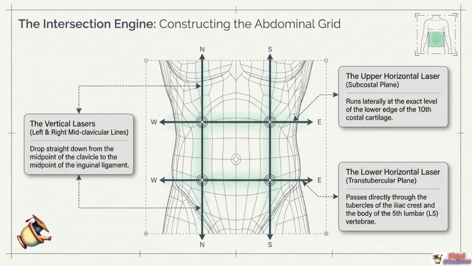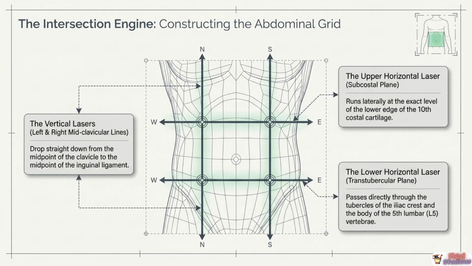The first horizontal laser is the subcostal plane, the upper horizontal line. It runs laterally at the exact level of the lower edge of the 10th costal cartilage. This plane separates the upper row of regions from the middle row. The second horizontal laser is the transtubercular plane, the lower horizontal line. It passes directly through the tubercles of the iliac crest bilaterally and through the body of the 5th lumbar vertebra, L5. This plane separates the middle row from the lower row.